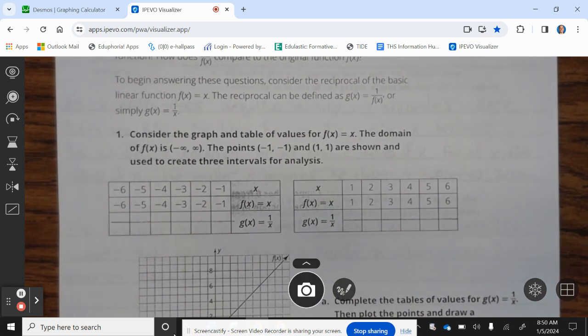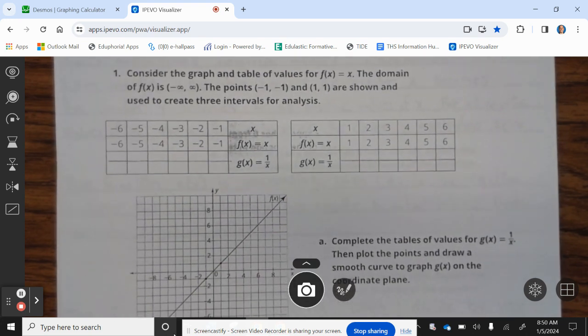To begin answering these questions, consider the reciprocal of the basic linear function f of x equals x. The reciprocal can be defined as g of x equals 1 divided by f of x, or simply g of x equals 1 divided by x. Number 1. Consider the graph and table of values for f of x equals x. The domain of f of x is negative infinity to positive infinity. The points -1, -1, and 1, 1 are shown and used to create three intervals for analysis.